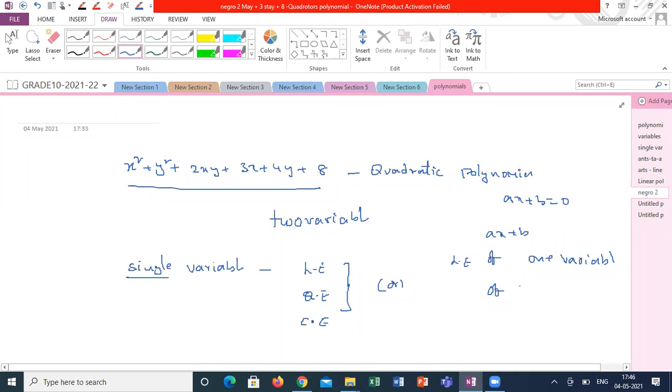Linear equations of two variables, we are going to do in grade 10. We did it in grade 9 also. And in grade 12, we are going to do linear equations of three variables. More than that, we won't discuss. These kinds of equations, for understanding purposes, we will discuss in different topics, not in algebra. What are we going to discuss?